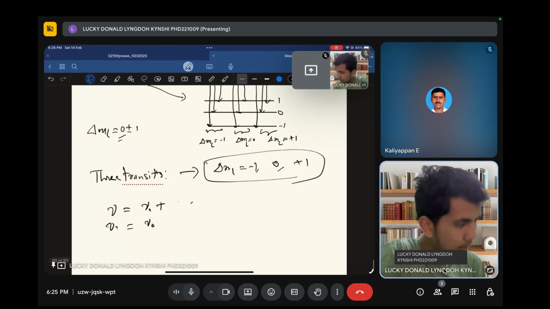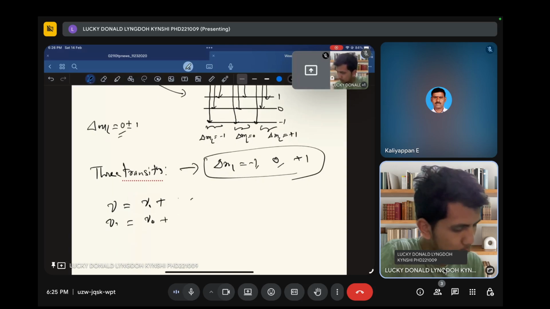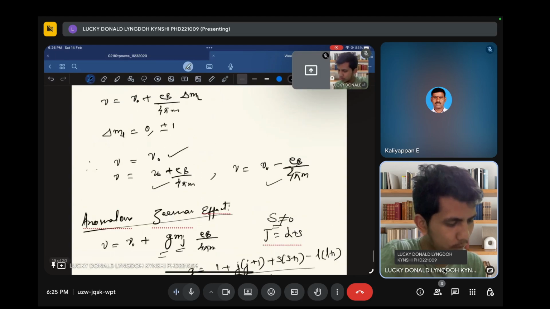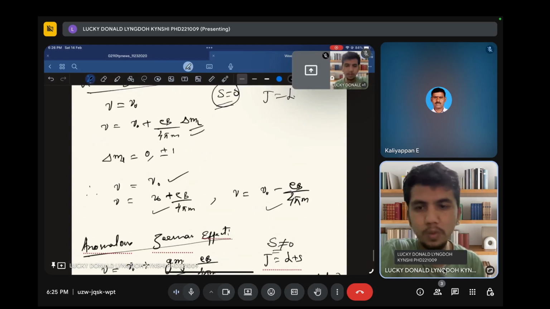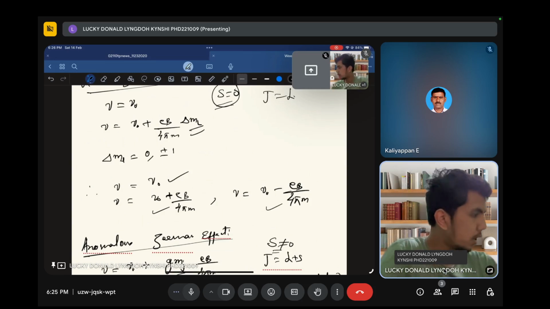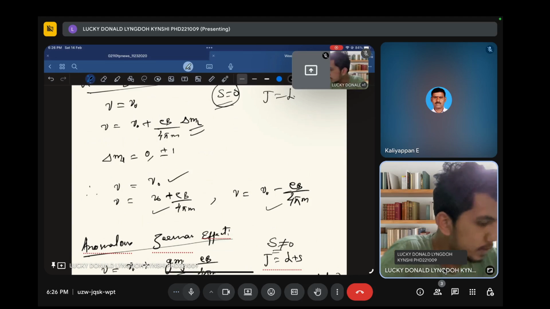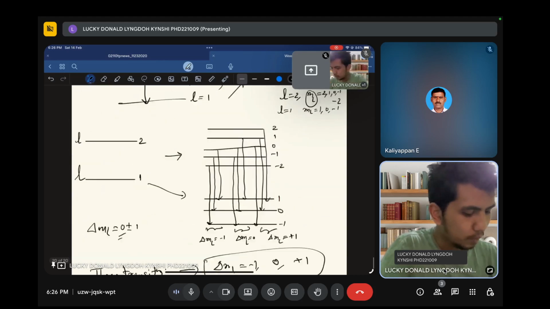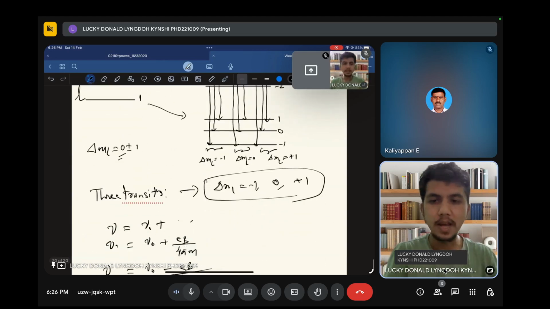And if delta ml is equal to +1, we get mu naught is equal to EB by 4 pi m. And here mu is equal to mu naught. If delta ml is equal to -1, we get EB divided by 4 pi. Okay, how do I get this? I just use the general formula here. So delta ml is equal to 0, delta ml is equal to 1, and delta ml is equal to -1. Okay, so this is one problem in which you can find out how many transitions there are.